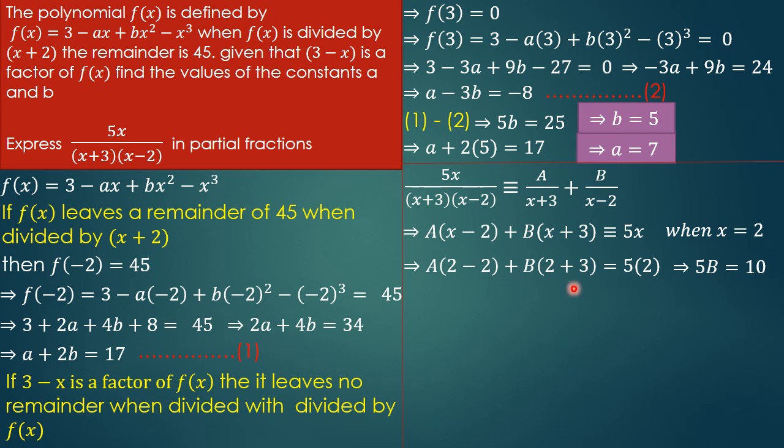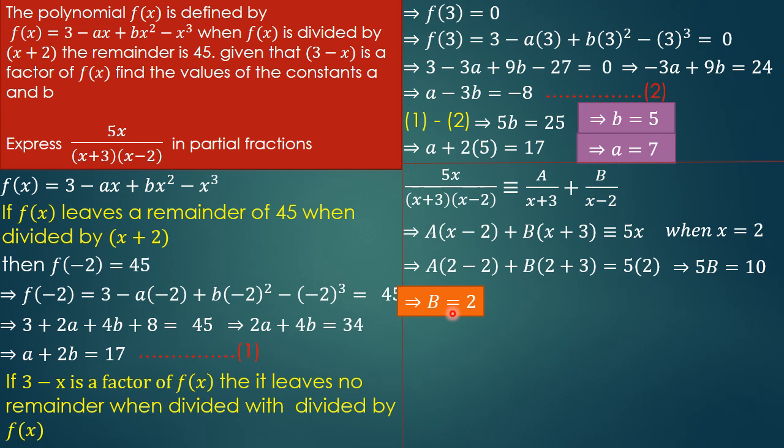Simplifying, guys, simply gives us 5b equal to 10. Because the term containing a goes to 0, we are going to have 5b equal to 10. That therefore means if we divide all by 5, we are going to have our b to be 2. Great. So friends, that's the value of b.